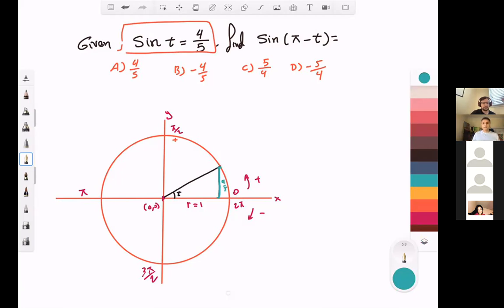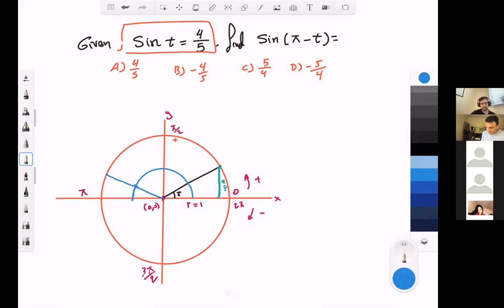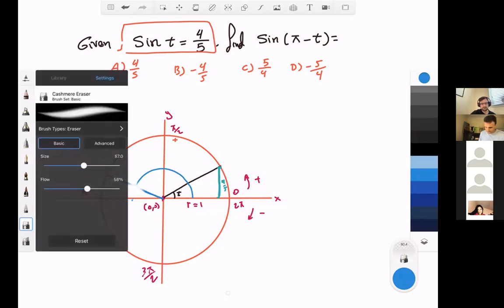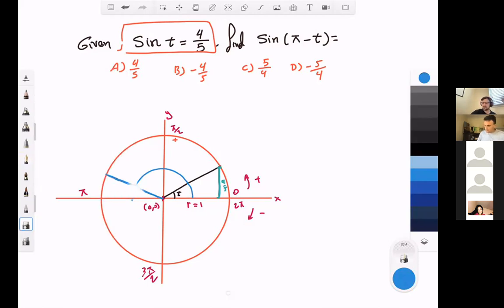Now, where is pi minus t? Pi means you're going to go, what color should I pick? Blue is good. This is pi, correct? 180 minus t is going to come here. So this much is pi minus t.